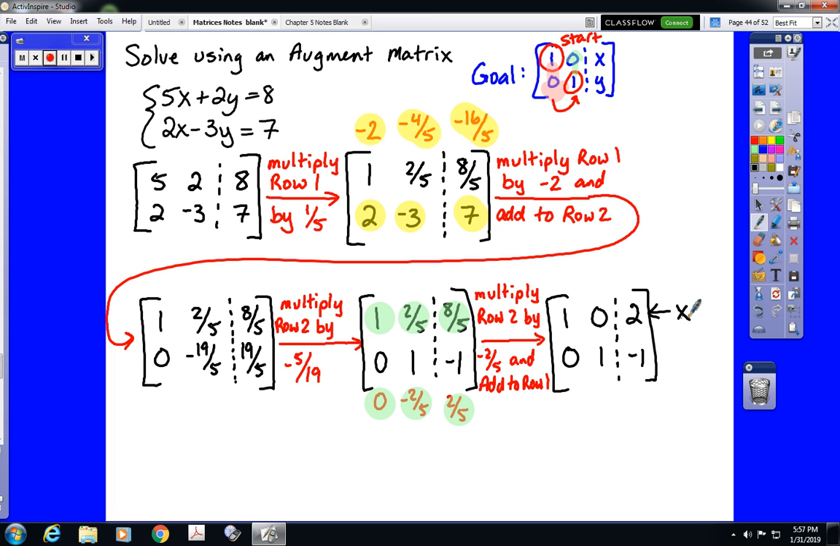So at this point, we're done. X is 2, Y is negative 1, and our answer, written as an ordered pair, is 2, negative 1. Now, I realize that this is not the shortest method for solving a system of 2 equations and 2 unknowns. However, an augmented matrix is by far the shortest way to solve a larger system. So you are not allowed to solve it any other way. You need to solve it the way the directions say to solve it, which is using an augmented matrix.